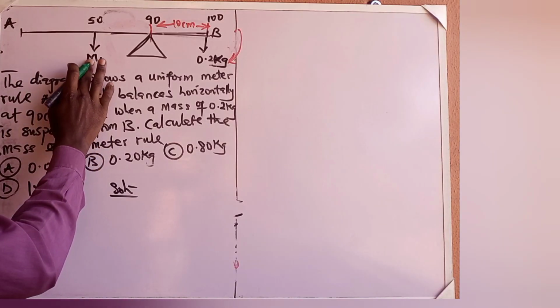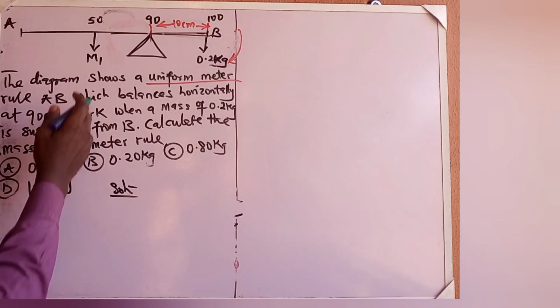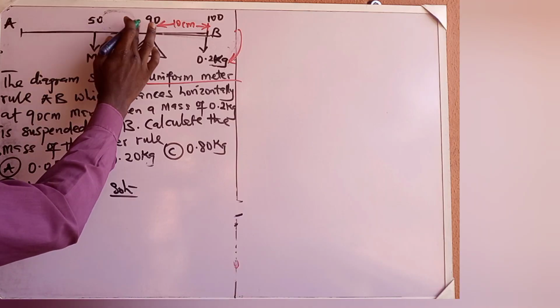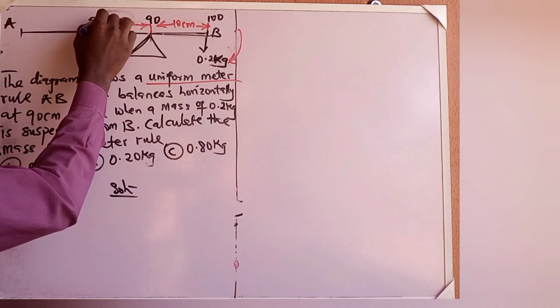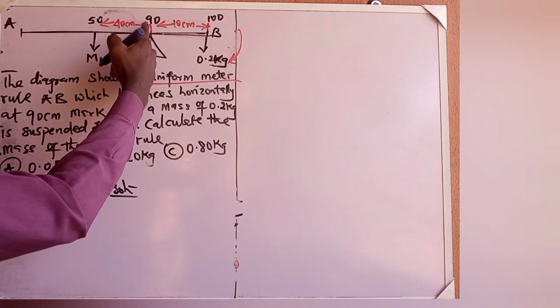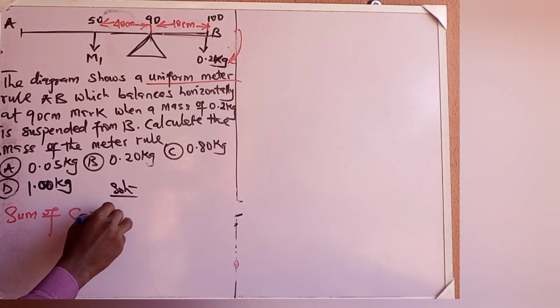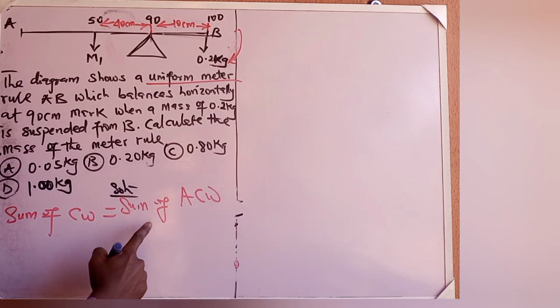Similarly, the mass of the meter rule is at 50 cm because we are told it is a uniform meter rule. So it's at 50 cm and the balance point is at 90. So from 50 cm to 90 cm, that's a distance of 40 cm. So that gives us the distance of M1 from the balance point. So for this to be in equilibrium, as we have established, the sum of clockwise moments should be equal to the sum of the anti-clockwise moments.